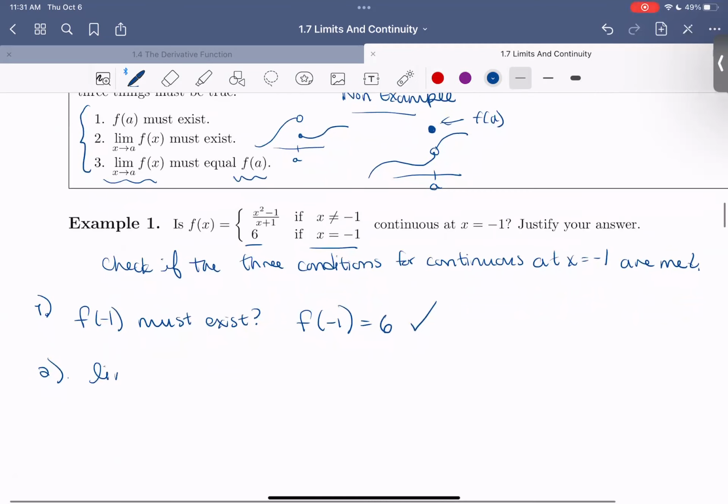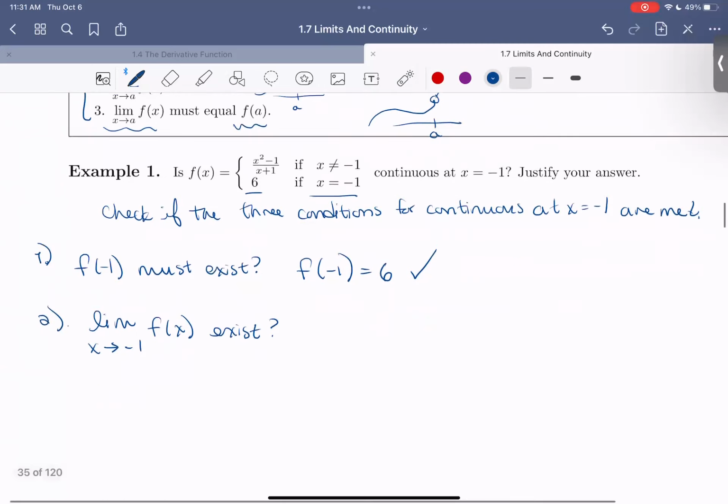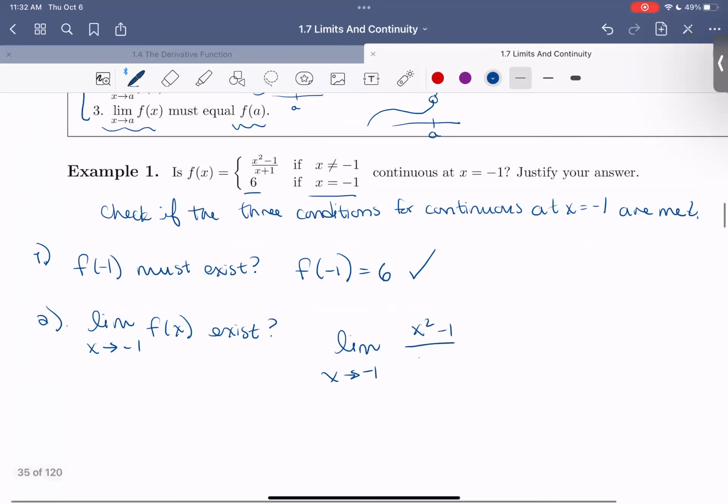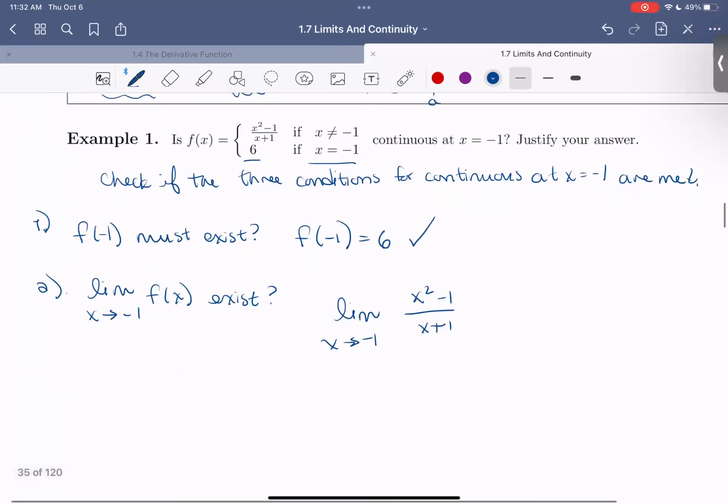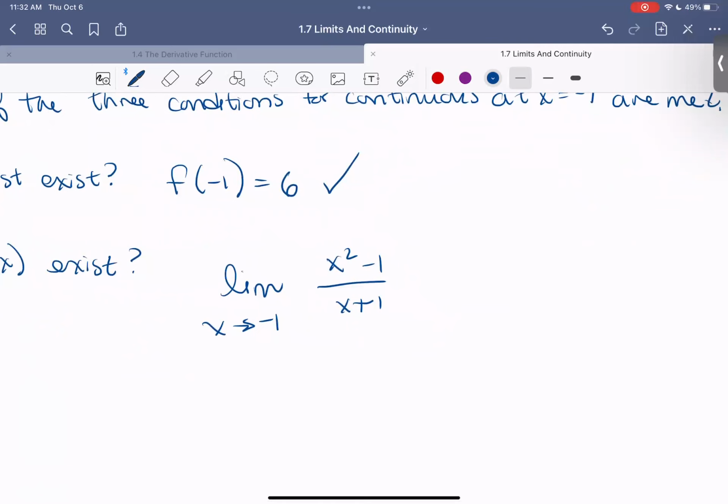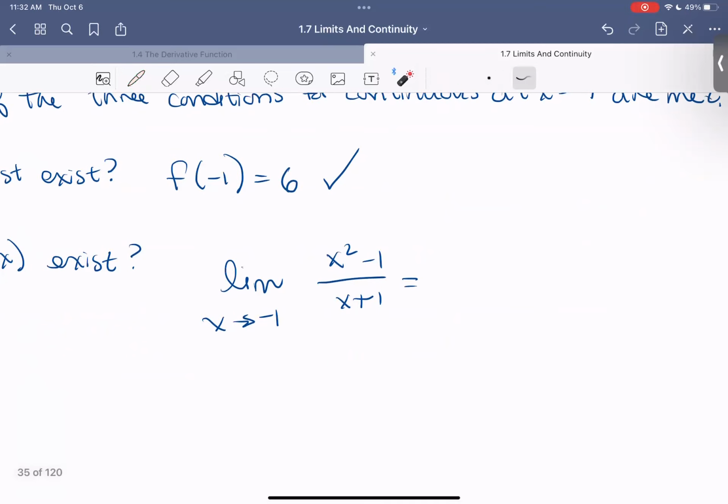Now let's look at number 2, the second condition. We need to check, does the limit as x goes to -1 of f of x exist? Well, let's check. We need to compute the limit as x goes to -1 of x squared minus 1 over x plus 1. As we've seen, we can't just plug in x equals -1 here because we get a 0 in the denominator. But notice we can factor that numerator and maybe cancel out a 0 in the denominator. So let's write that out.